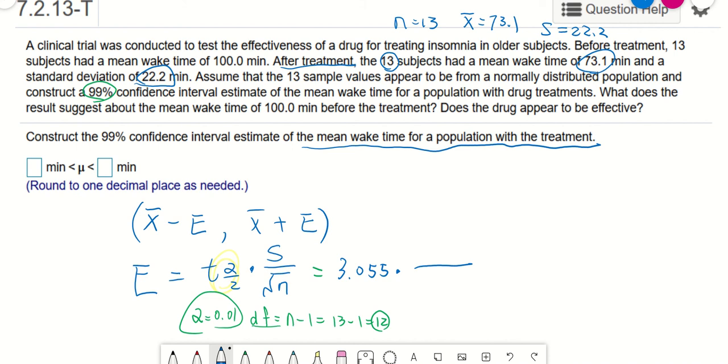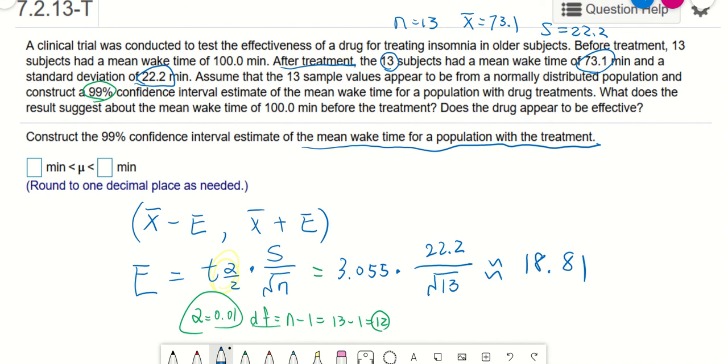Okay, so we got the t alpha over 2, 3.055, times, okay, s. s is the sample standard deviation, which is 22.2. And n is the sample size, which is 13. And we plug all the numbers in. Using a calculator, if I round it to the nearest hundredth, I get 18.81.